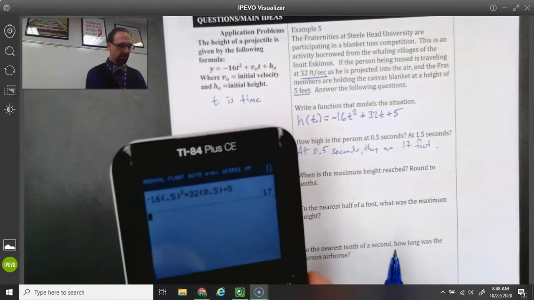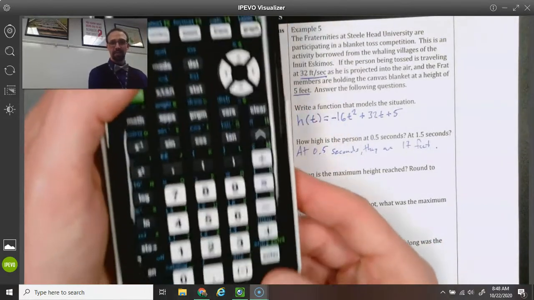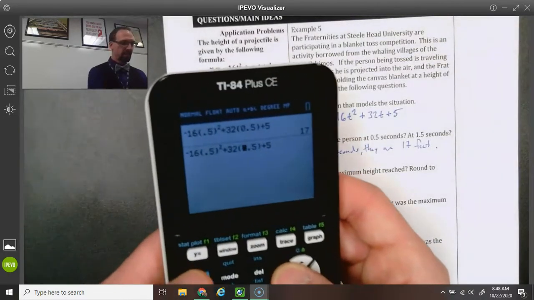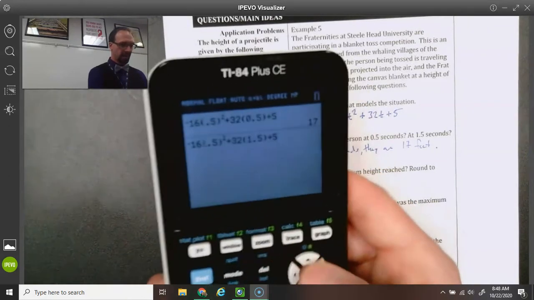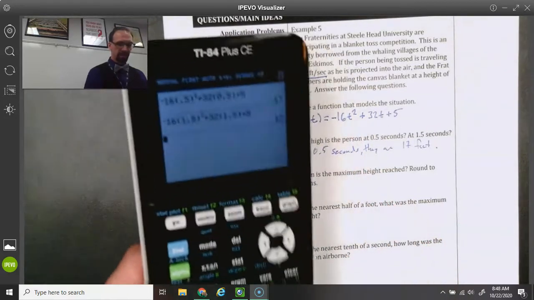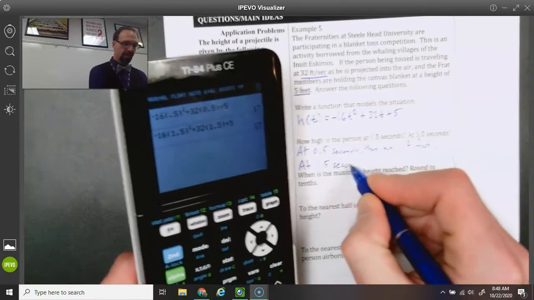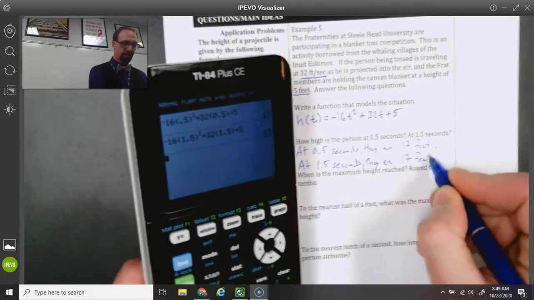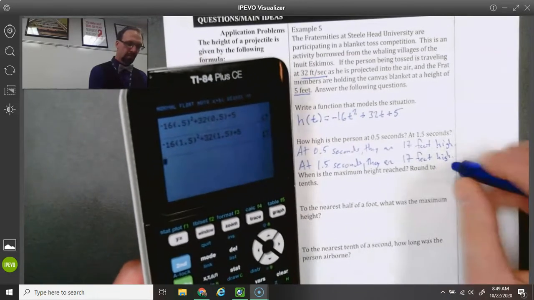And then what I'm doing here, a lot of students enjoy not having to retype the whole thing out. I'm pressing second, and then this entry button at the bottom just retypes the last thing that you have in. So I'm just going to insert 1.5 instead. Oops, got that flipped. There we go. 1.5. Press enter. That's also 17. So at 1.5 seconds, they are 17 feet high.